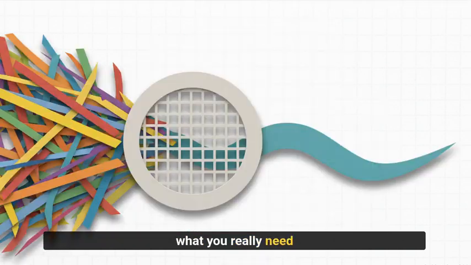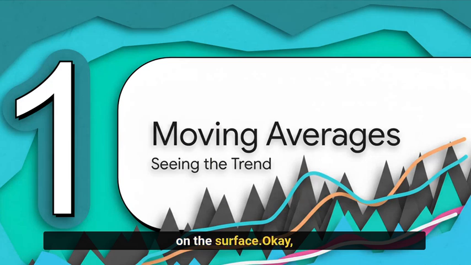So what you really need is a filter. You need a tool that can cut right through all that noise, smooth out those jarring fluctuations, and reveal the signal that's hiding underneath it all. Just think of it like trying to see a river's current. You don't want to get distracted by every little ripple on the surface.